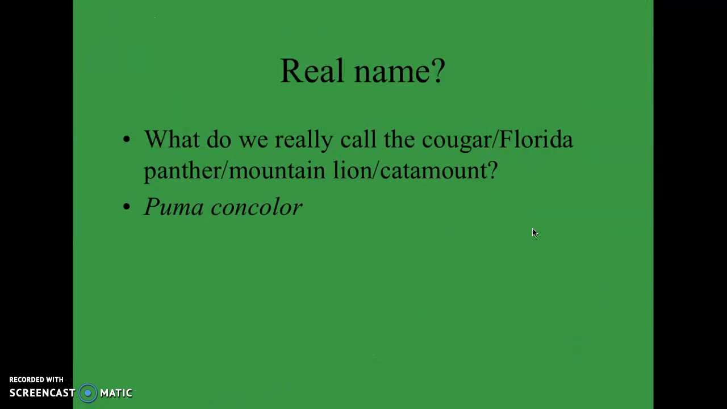The real name. So what's the scientific name for the cougar, Florida panther, mountain lion, catamount animal? Its Latin name or scientific name is Puma concolor. Next slide.